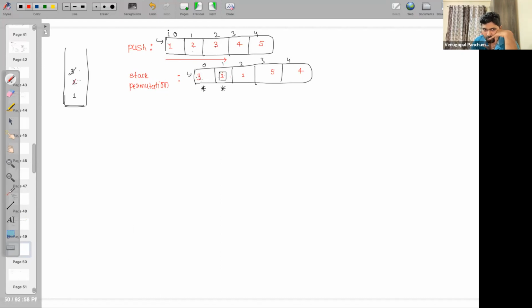Yes, matching. Then pop it. Next, are they matching? Yes. Then pop it. Whenever you are popping, make sure that the stack should not be empty. Okay, so next, is there any element to check here?